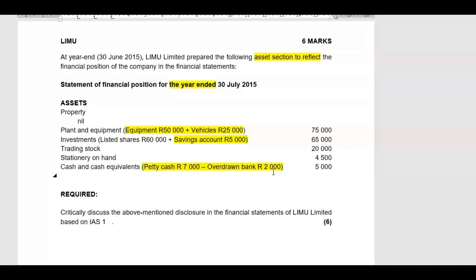And in my note of cash and cash equivalents, I would mention that I have an overdrawn bank balance of 2,000 Rand. Just by way of a note, I have to also give the reader the information from what bank I have received the overdrawn facility and what is the total of the overdrawn facility as well as the interest rate applicable on the facility. So that is also a problem. Let's quickly check whether we have everything.